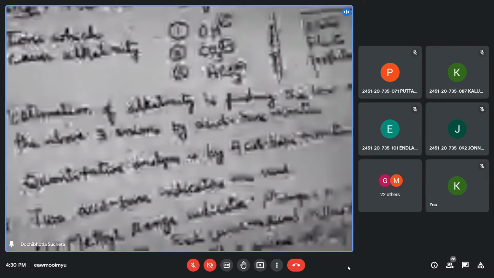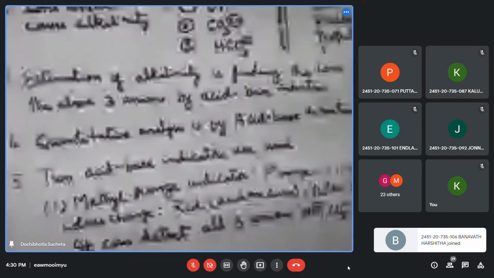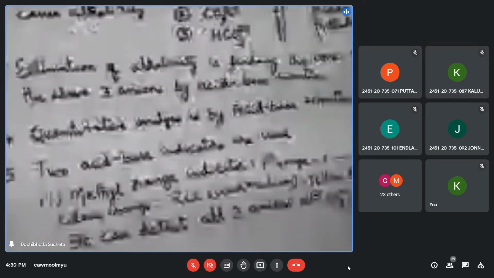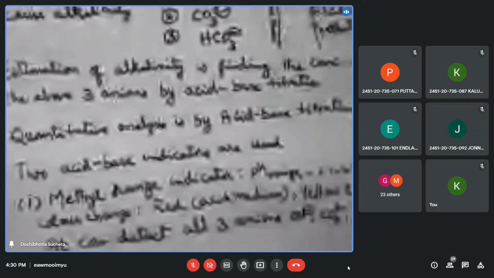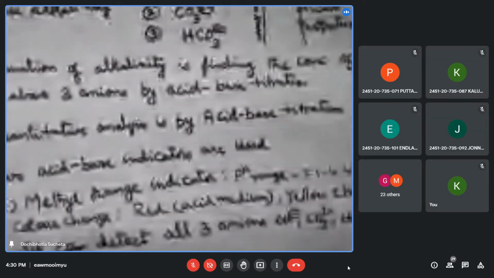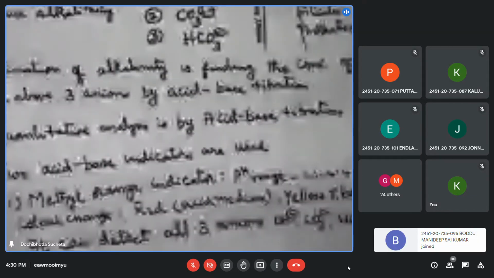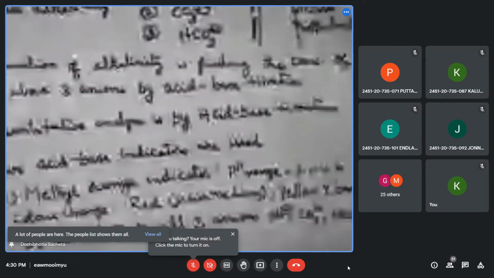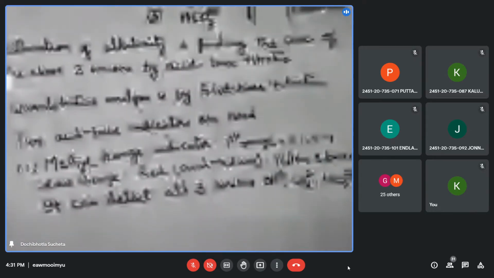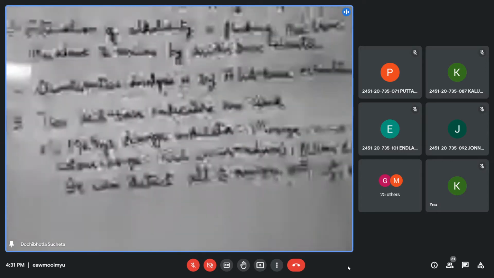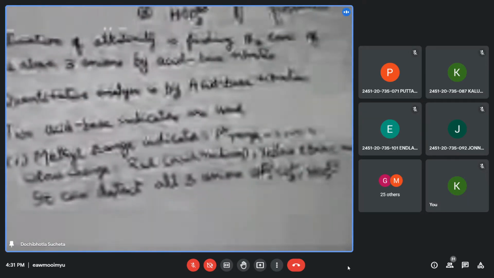Next, I want to do estimation of alkalinity of water. So I'm finding the concentration of these three anions, OH minus, carbonate and bicarbonate. And the titration I do is an acid-base titration, so quantitative analysis is by acid-base titration. Because I'm doing an acid-base titration, it is nothing but neutralization. What is neutralization? Reaction of an acid with a base. That's the most important one.